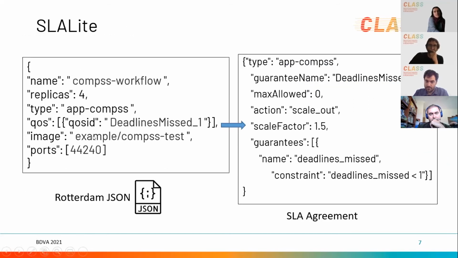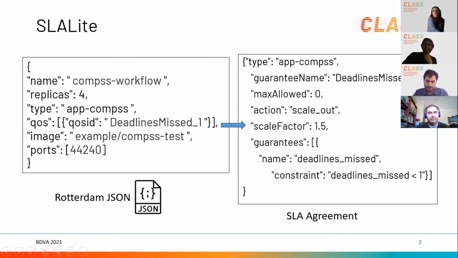And with this information, our service level agreement component will create an agreement. This is the agreement that we, or Rotterdam, will make sure is going to be fulfilled all the time. So from this template, in the initial file, we have 4 replicas that the COMPSs workflow is expected to need to perform the workflow in the time that is needed. And from here, we will use this information to create the agreement.